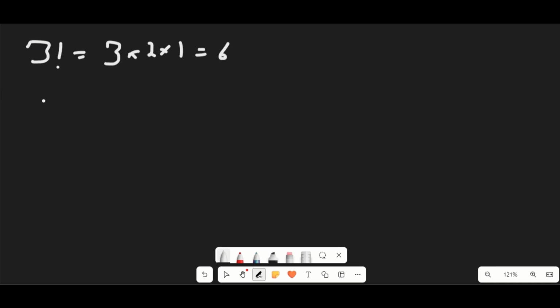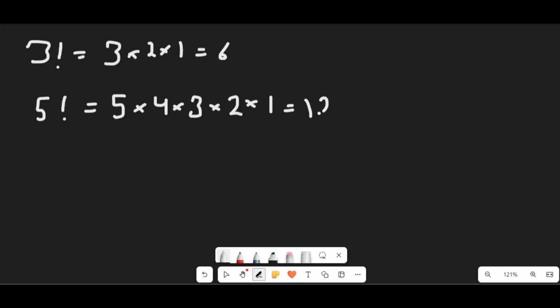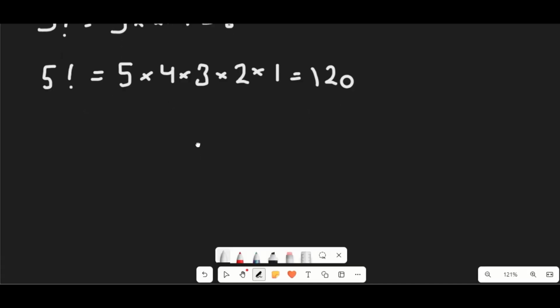Let's take another example. Let's take 5 factorial. 5 factorial would be 5 times 4 times 3 times 2 times 1, which is equal to 5 times 4 is 20, and so it's 120. So now we know how we can calculate factorials mathematically, how we can write factorials mathematically.